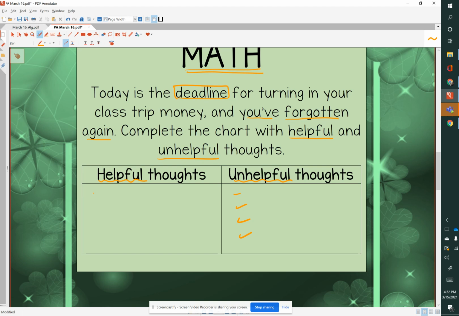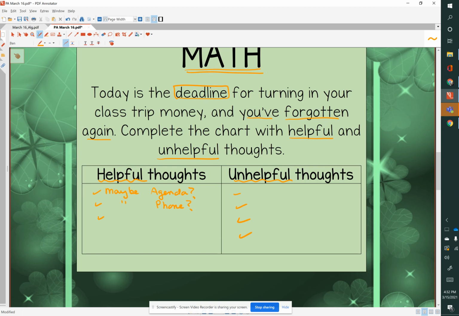How about a helpful thought like, maybe I should use an agenda and I should write things down. Maybe I can use the calendar on my phone to help me remember to bring that money in. Maybe I need to just spend a few minutes after school every day sitting and thinking about every one of my classes, 5 minutes a class, and just thinking, what is it I'm supposed to do? What is it I'm supposed to remember?